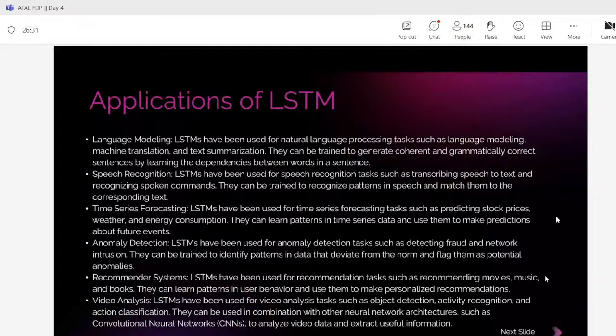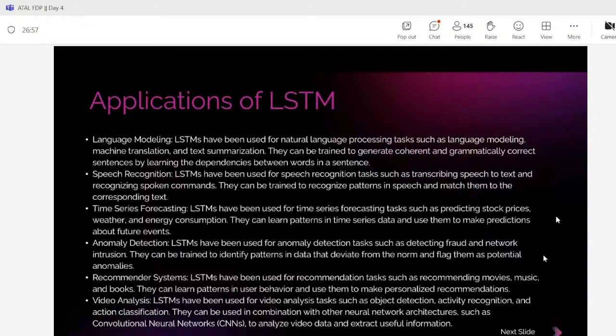And then recommender systems. LSTMs have been used for recommendation tasks such as recommending movies, music, and books, everything. They can learn patterns in user behavior, and they use them to make personalized recommendations. Okay, so this is the main application of your LSTM. This is mainly applicable in Amazon, Flipkart, like online shopping, as well as the OTTs like Netflix, Amazon Prime, everything.